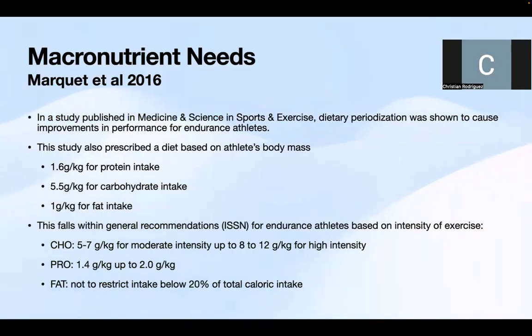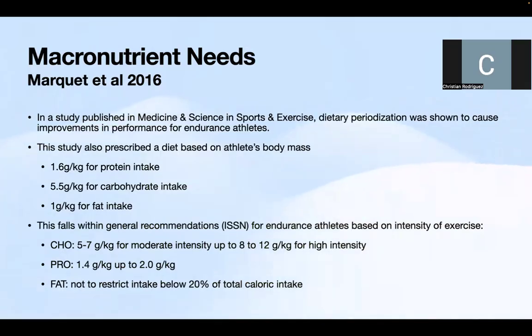But most specifically, what was interesting to note in the study was that it prescribed a specific diet to each triathlete based on body mass. This diet consisted of 1.6 grams per kilogram, give or take, for protein intake, 5.5 grams per kilogram for carbohydrate intake, and 1 gram per kilogram for fat intake. This prescribed diet also falls within the general recommendations by the ISSN for endurance-based athletes. This also depends on the intensity of exercise, specifically for carbohydrates.